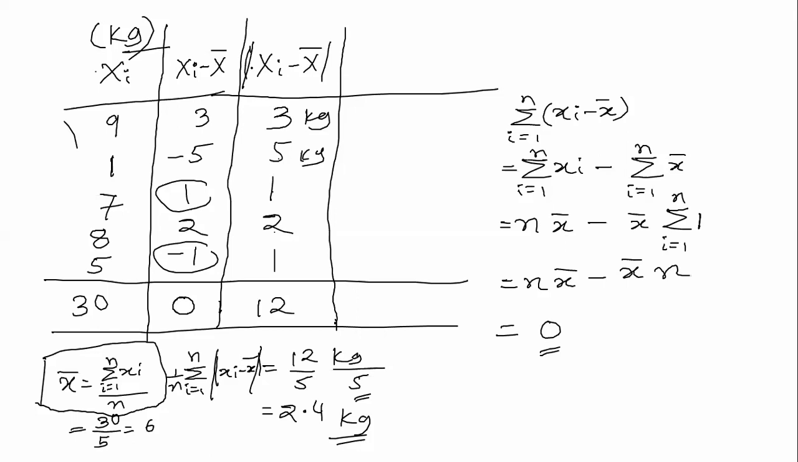So another way is, if you consider the xi minus x bar column, you have to take the square of that. So 3 square is 9, minus 5 square is 25, 1 square is 1, 2 square is 4, minus 1 square is 1. So it will be, I think, 25 plus 9 is 34, 34 plus 6 is equal to 40. But what is this? Xi minus x bar squared is nothing but the square of the deviations of individual observations from their arithmetic mean.